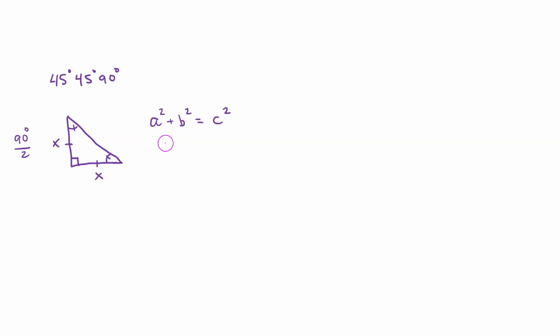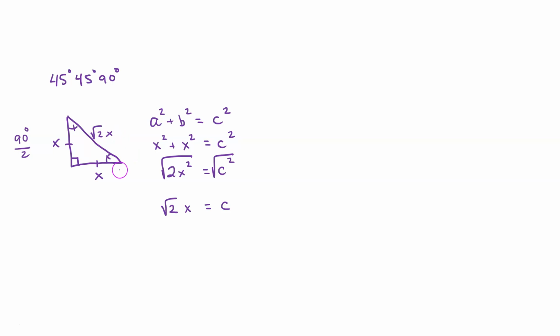Both of our legs are x. x squared plus x squared is 2x squared. c is our hypotenuse. We don't want c squared though, we just want c, so we're going to take the square root. The square root of 2, we can't really simplify that any further, but the square root of x squared is simply x. And the square root of c squared is c. So what this is telling us is our hypotenuse is the square root of 2 times x.